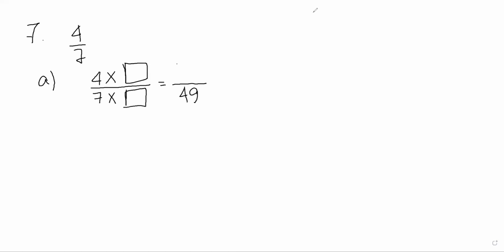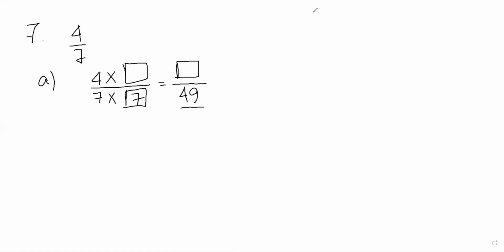Question number 7 is telling you 4 by 7. 4 by 7 is the fraction. So A is telling that you have to find out the equivalent fraction so that the numerator will come as 49. Right? When this type of sum is there, that means all the blanks are there. So what we will do here, 49 we will divide by 7. How much number is coming?